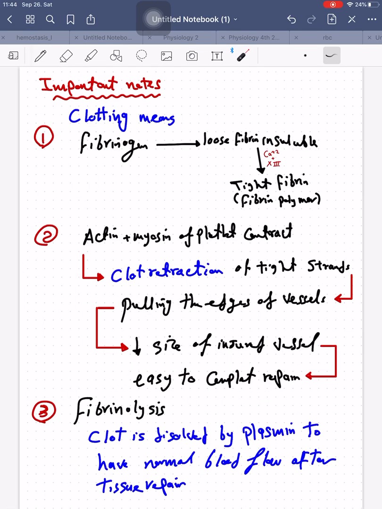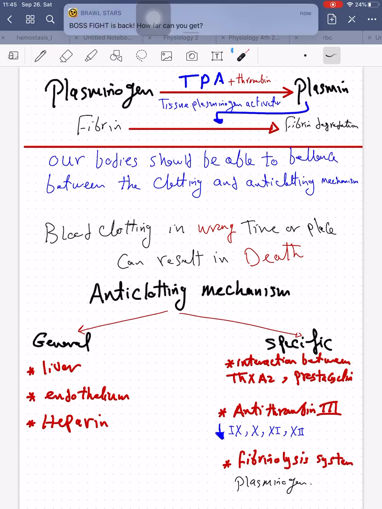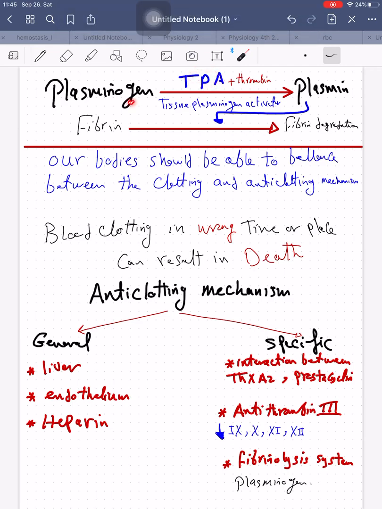After we finish the clot retraction, after the wound is healed, fibrinolysis happens by activation of plasminogen by a specific protein called tissue plasminogen activator. Tissue plasminogen activator comes from the wounded tissues. Where the tissue is wounded, it releases this specific protein, which converts plasminogen to plasmin. The plasmin will then convert the tight fibrin into degraded fibrin.